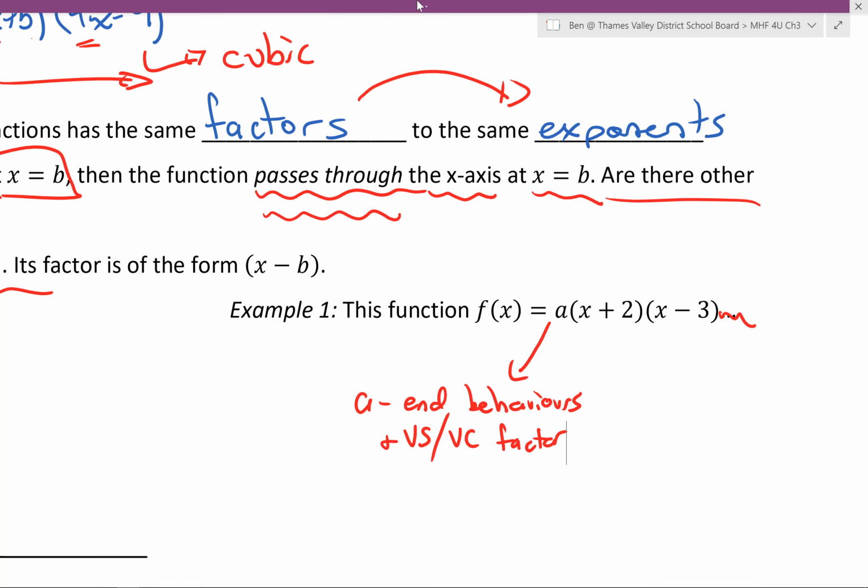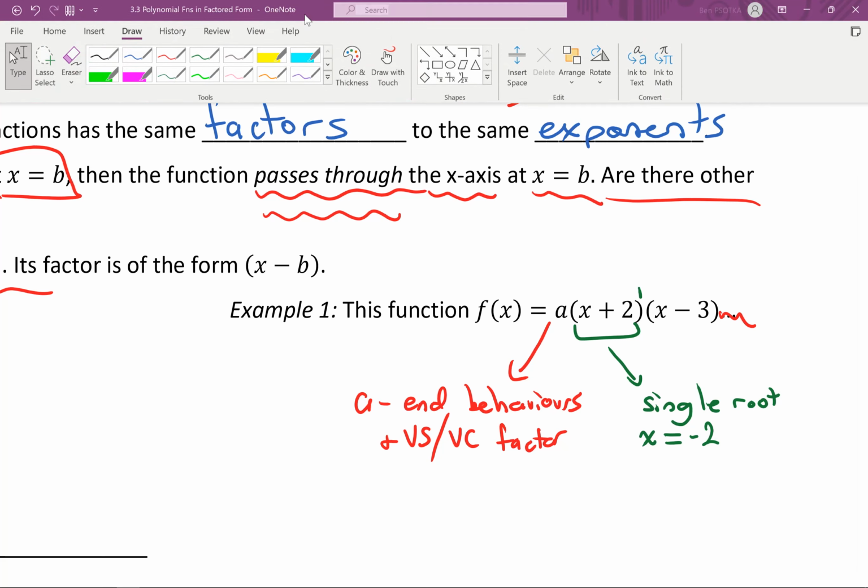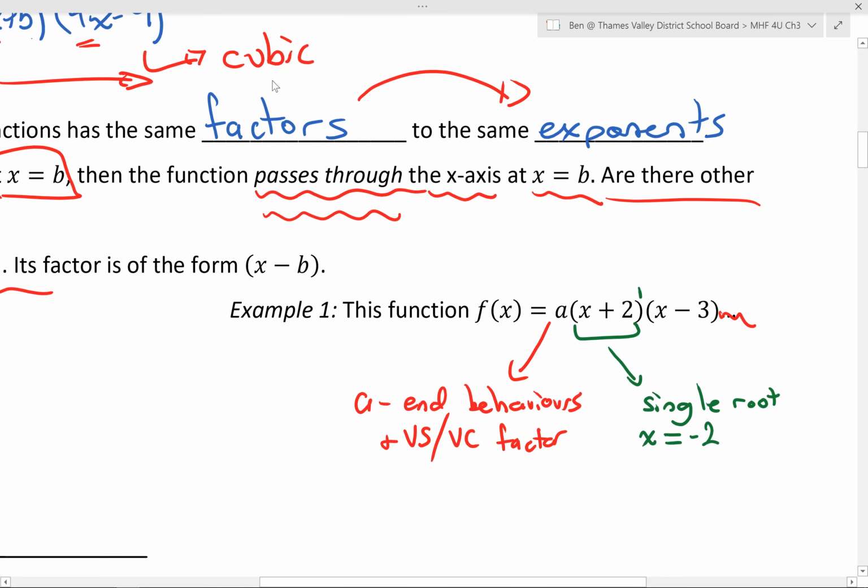Okay, now from x + 2, that tells me that there's a single root, again single because there's an exponent 1 here, a single root. And where is this single root? It's at x = -2. Now x - 3 is a factor, again with a hidden exponent 1, so it means there's another single root. This time it's at x = positive 3.